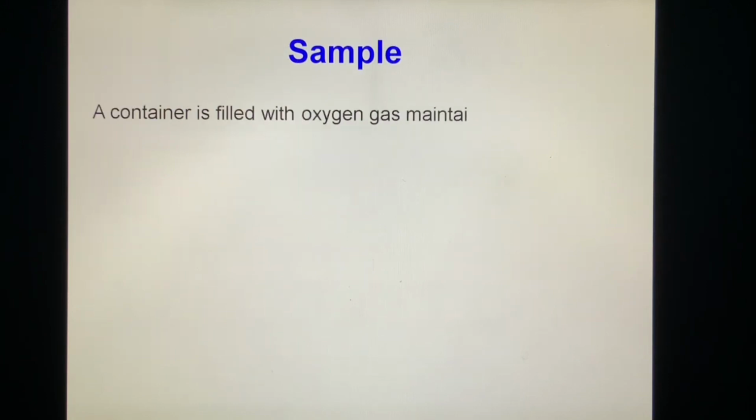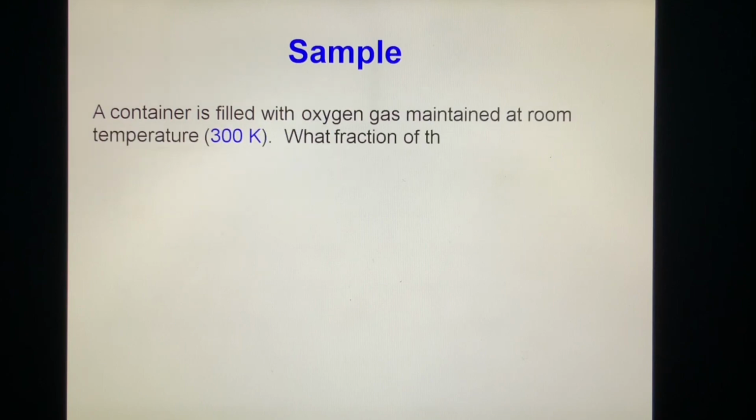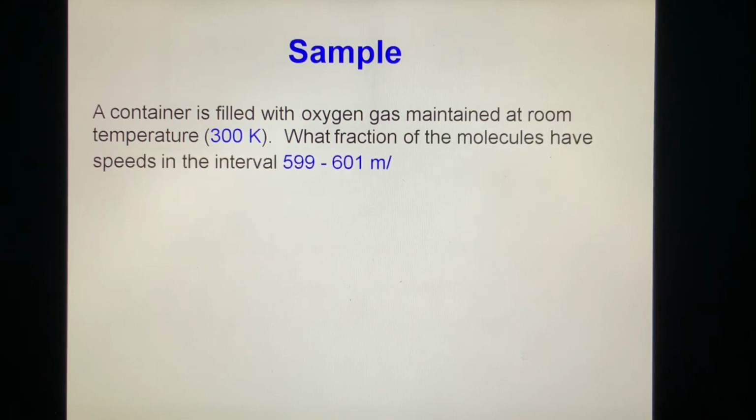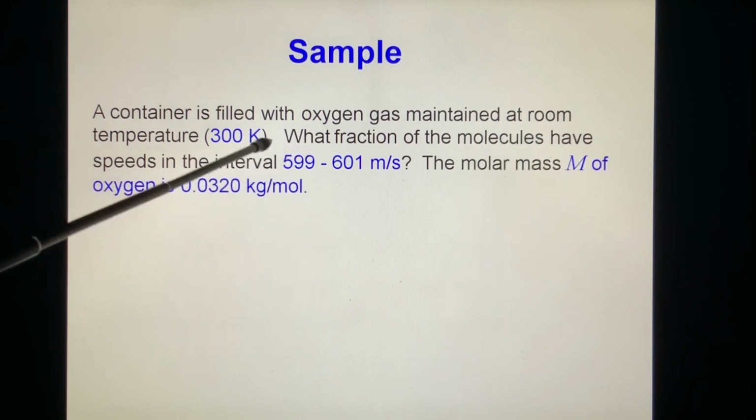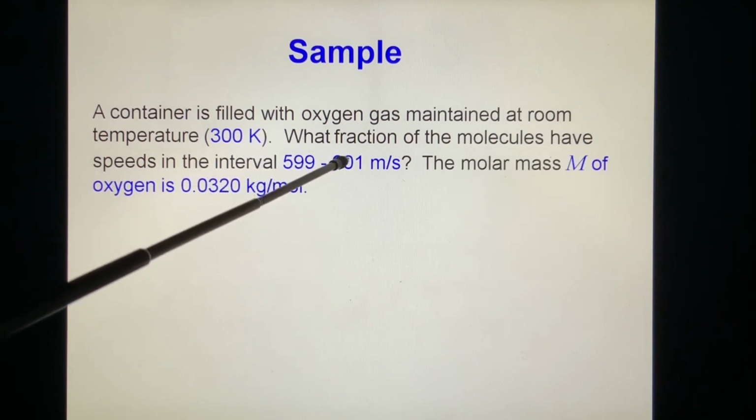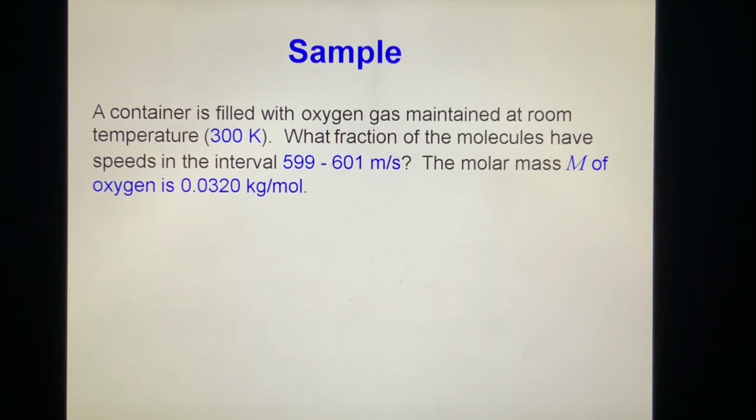Sample. A container is filled with oxygen gas maintained at room temperature, 300 K. What fraction of the molecules have speed in the interval 599 to 601 meters per second? The molar mass M of oxygen is 0.0320 kilogram per mole.